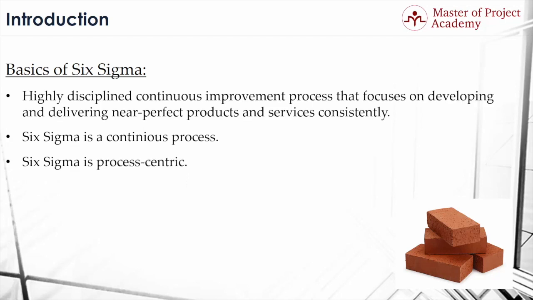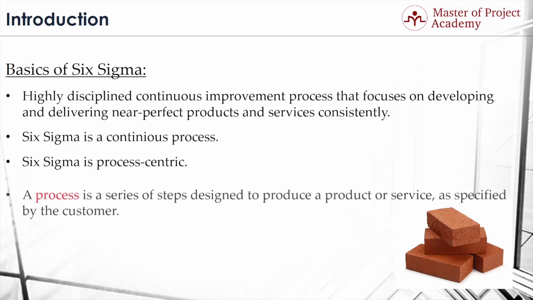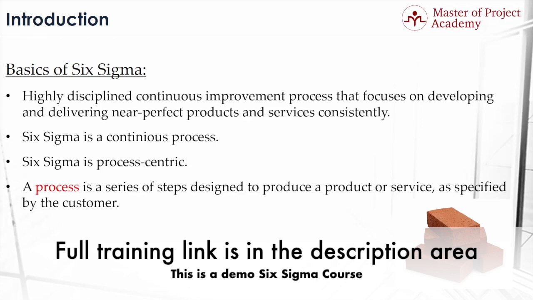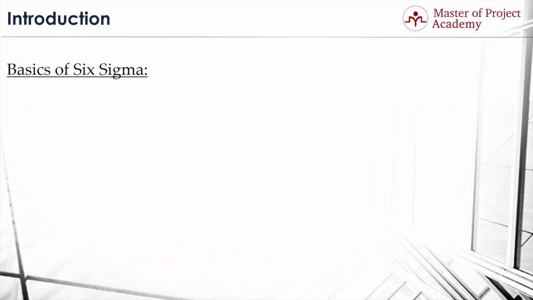An integral ingredient of Six Sigma is a process-centric view. Before we talk more about it, let's try to understand what is meant by a process. A process is a series of steps designed to produce a product or service, as specified by the customer. That's it, guys. A process-centric view simply means understanding the combination of what and how inputs come together to produce the final output. Please note that a product is the result of a process, and a process is the cause for producing a product. Let's visualize it to make you better understand.